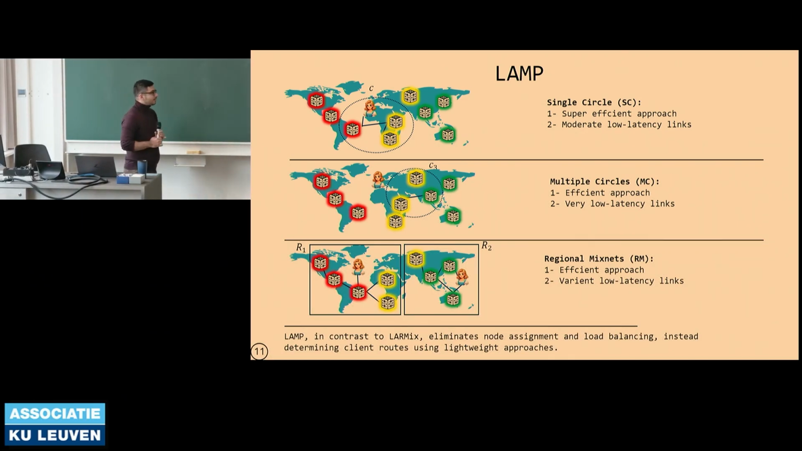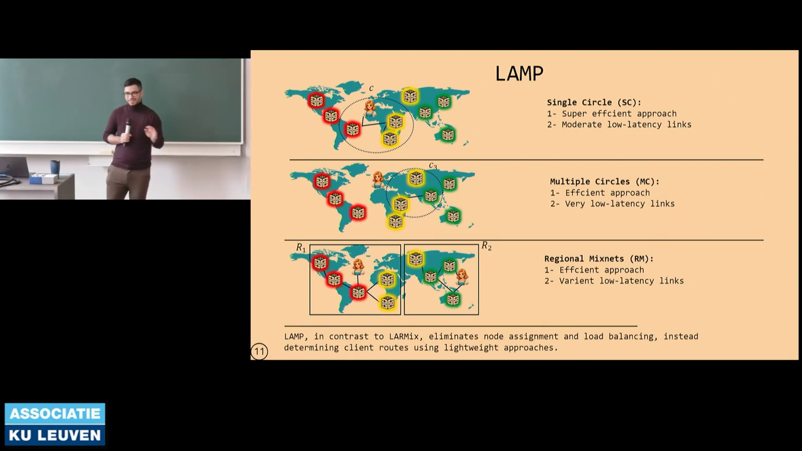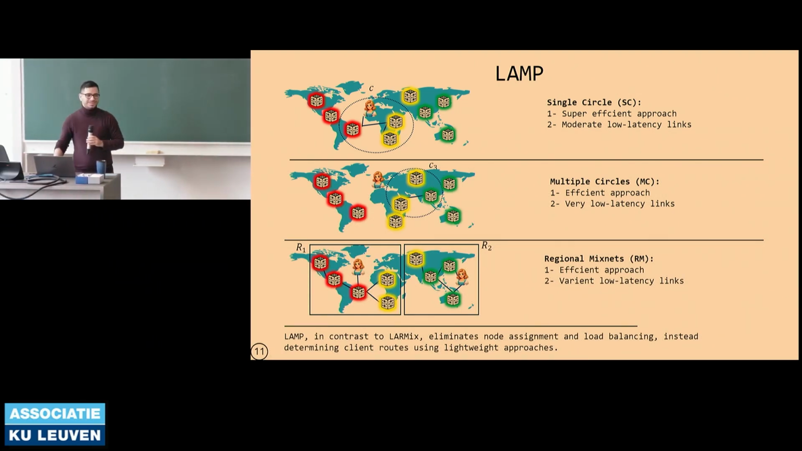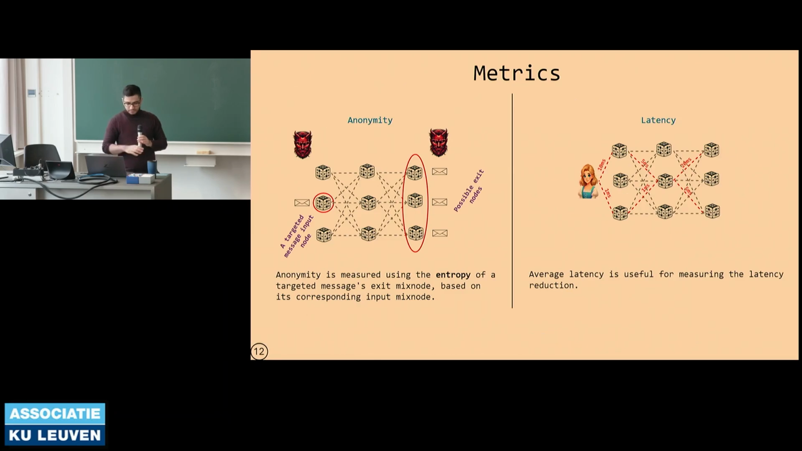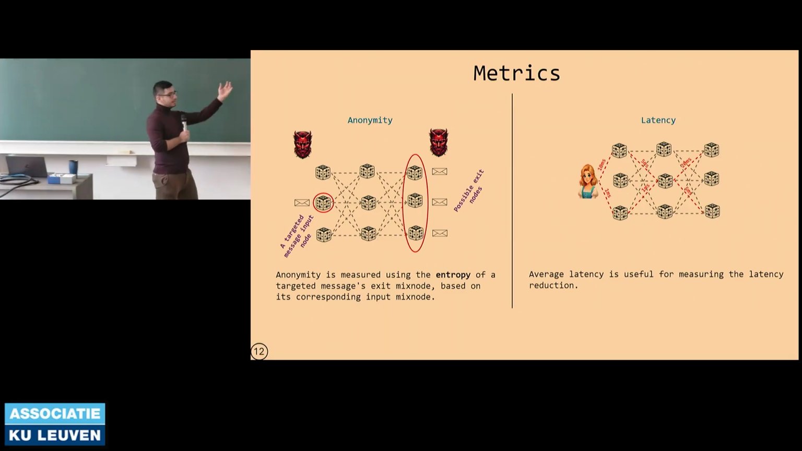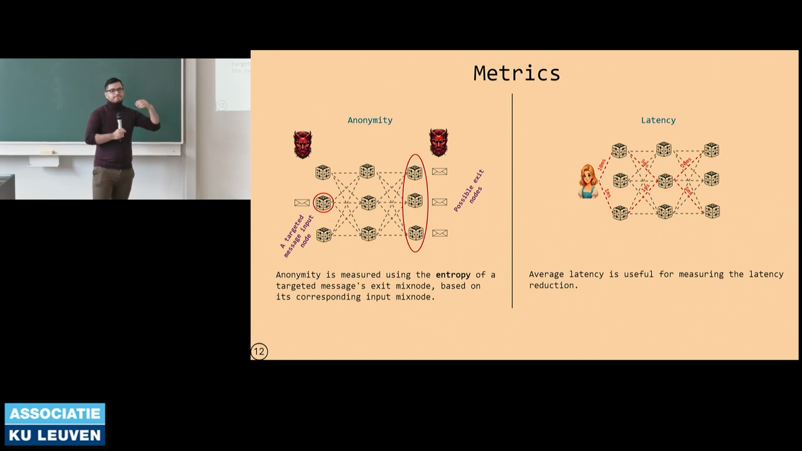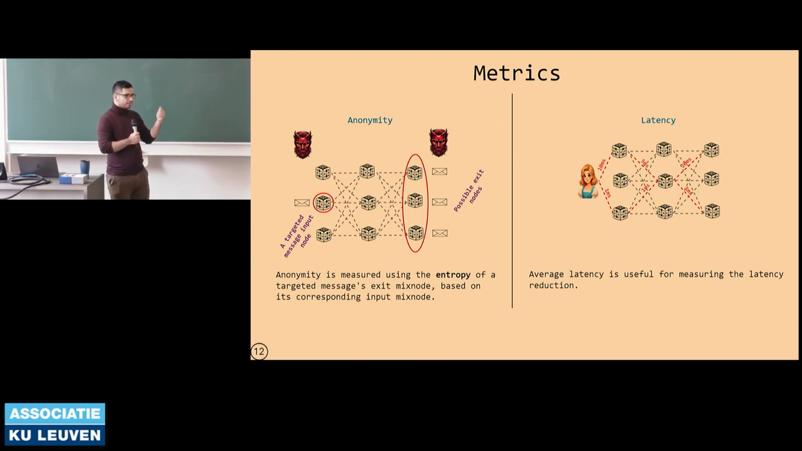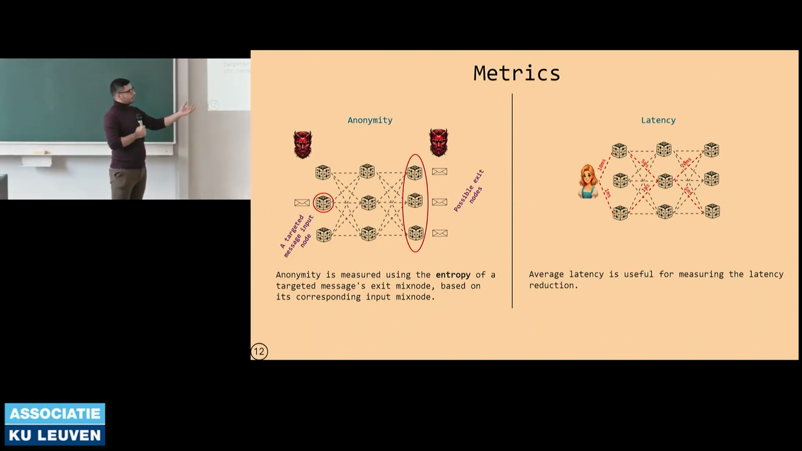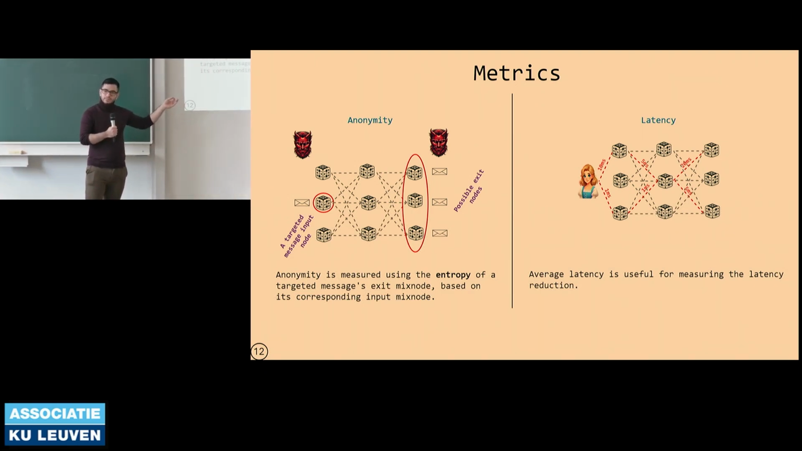Okay, so great. I have talked about LARMix and LAMP at a very high level. Maybe now we need to look at some metric that can help us to compare these two approaches. To do so, we should consider anonymity and latency in mixed network, because the main goal of using mixed network is to have high anonymity. If you are trying to introduce some bias in the network, we should always be careful that we are not damaging the anonymity. And on the other hand, we should measure the latency, because latency reduction is important for us, right?